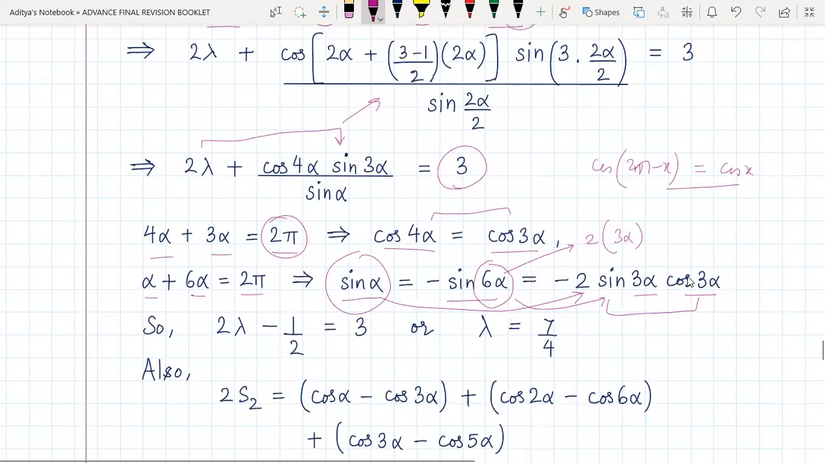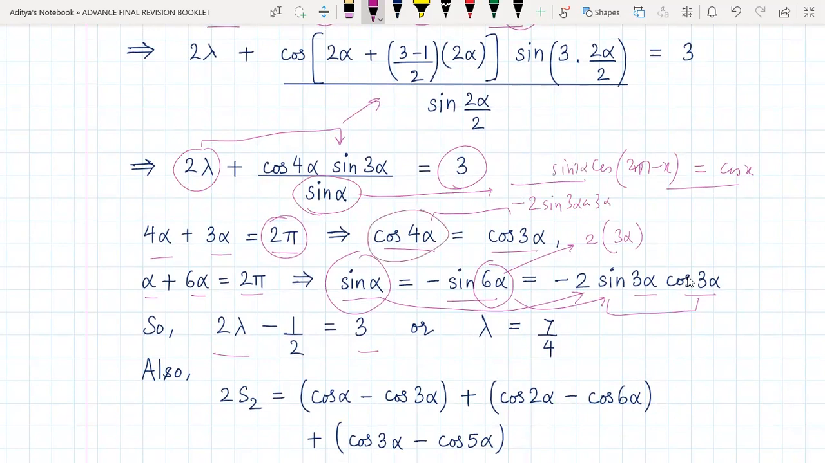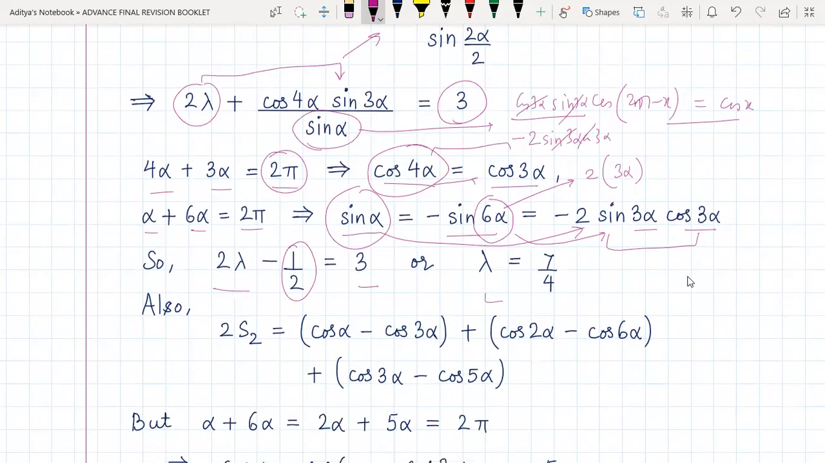So what I'm doing now is simply substituting in these values. So 2 lambda is as it is, 3 is as it is, but what I'm writing as sine alpha is like this: minus 2 sine 3 alpha cos 3 alpha, and in the numerator we already have sine 3 alpha, and cos 4 alpha I'm able to write as cos 3 alpha. So cancel, cancel, cancel, cancel. So minus half is what remains. So lambda comes out to be 7 by 4. So lambda we have found out.